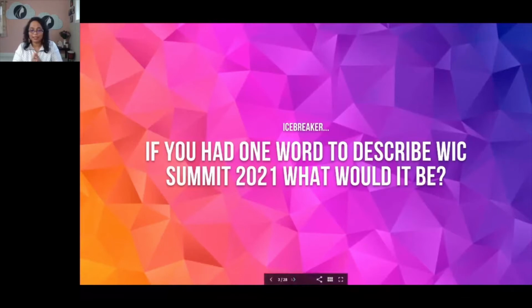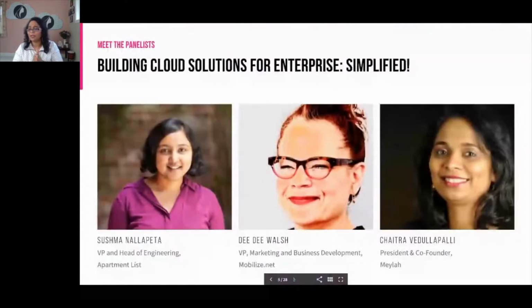Okay, so let's go to what to expect right now. Going to the next slide. So here is the session agenda. We have some fantastic speakers. So we will be talking with Sushma Nalpeta, Didi Walsh, and myself. Sushma is VP and Head of Engineering at Apartment List. Didi is VP of Marketing and Development at Mobilize.net. And then you have me. So all three of us are going to talk about different pieces of solution building.